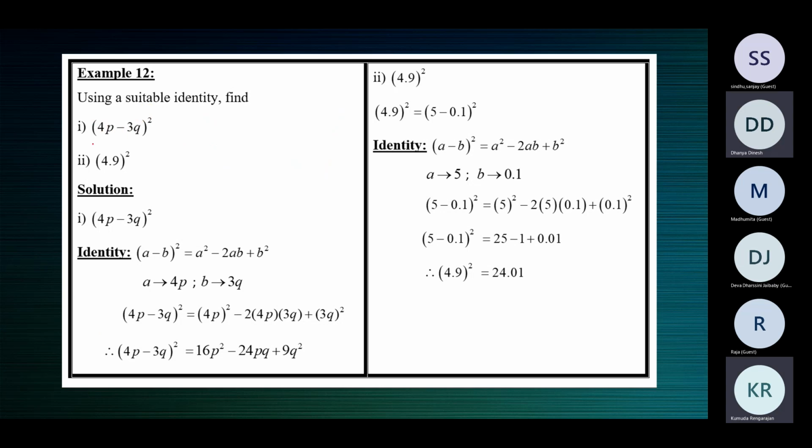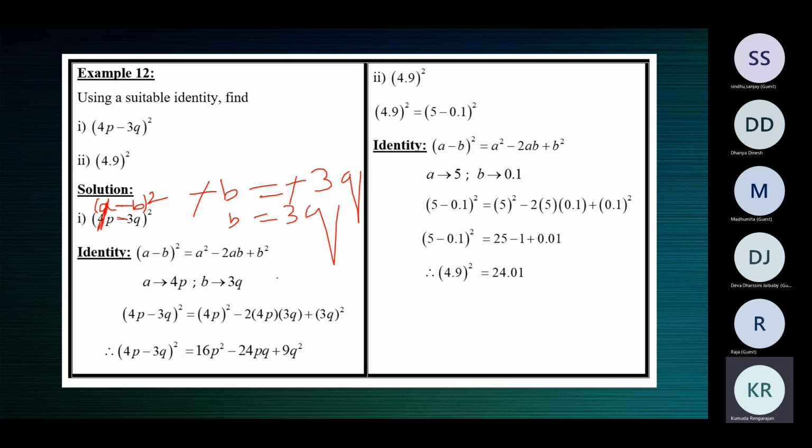Let me just do it for the class again. Children, when you compare this with A minus B the whole square, see here, A is equal to 4P. So now minus B is equal to minus 3Q. In place of minus B, we have minus 3Q. So minus and minus on both the sides will get cancelled. That means B is only 3Q. Or you can also understand like this. For the minus here, there's a minus here. So they get cancelled, minus and minus. So B is equal to 3Q.